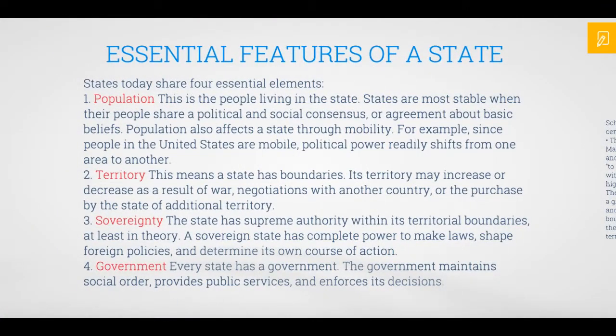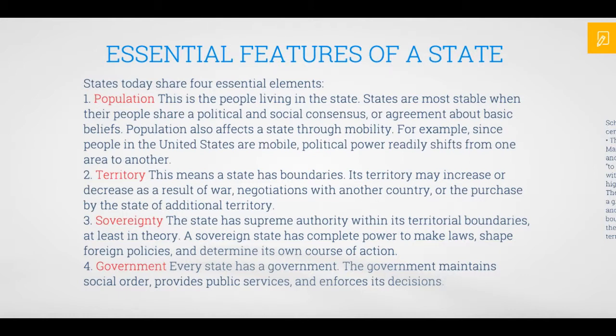So let's look at the essential features of a state. States today share 4 essential elements. 1. Population. This is the people living in the state. States are most stable when their people share a political and social consensus or agreement about the basic beliefs. Population also affects a state through mobility. For example, since people in the United States are mobile, political power readily shifts from one area to another.